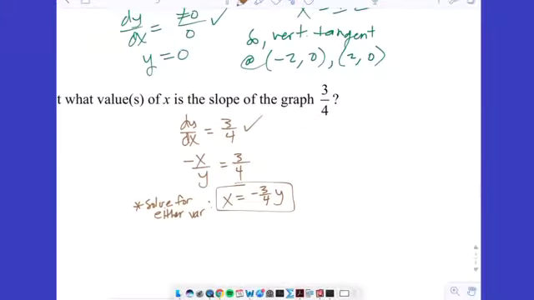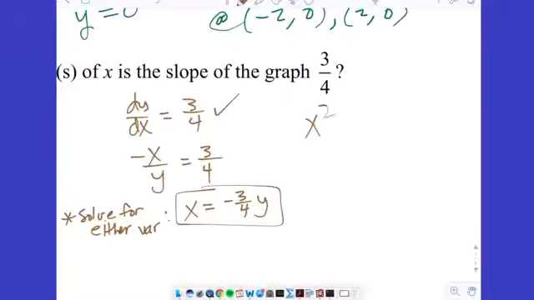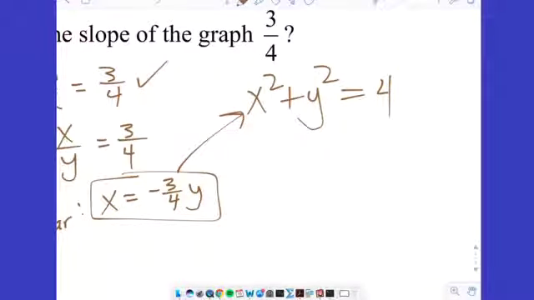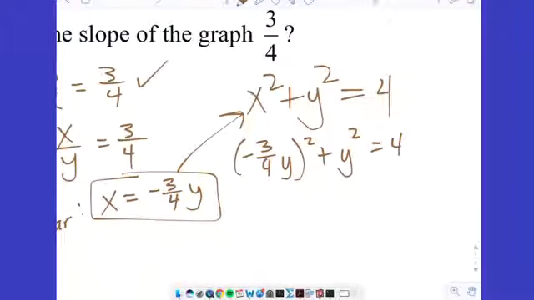Now what you're going to do is take that equation and plug it back into your original equation of the circle, or the equation of whatever it is. That gives you the necessary conditions of x in terms of y, where you'll have a slope of 3/4. You plug it in, and you get negative 3/4 y quantity squared plus y squared equals 4. Now you have the equation in terms of a single variable, so you're going to have a unique solution.